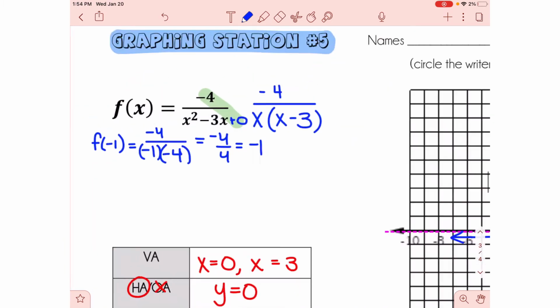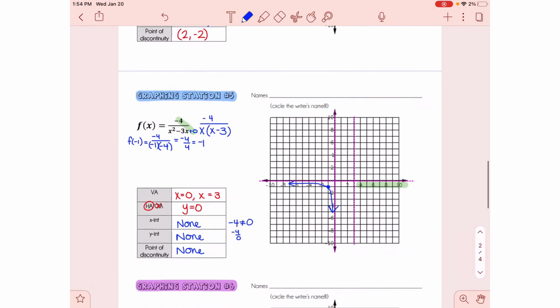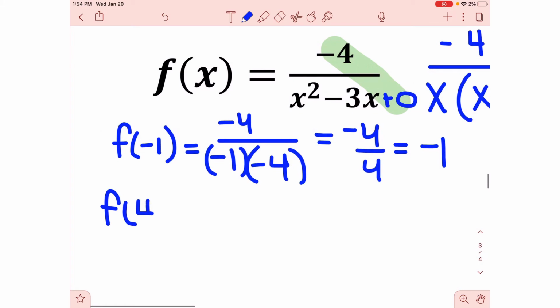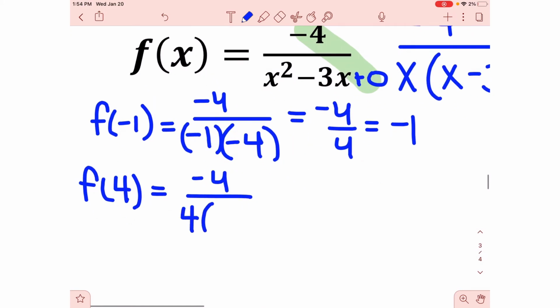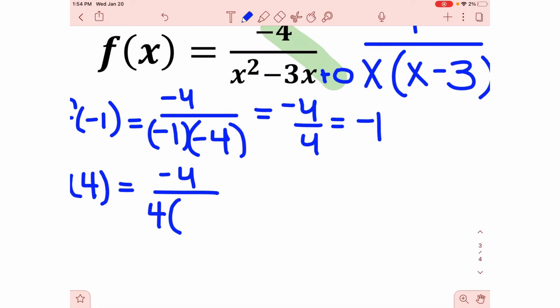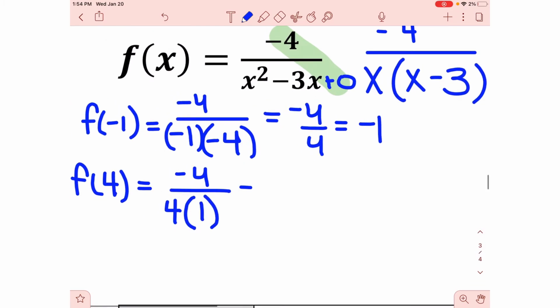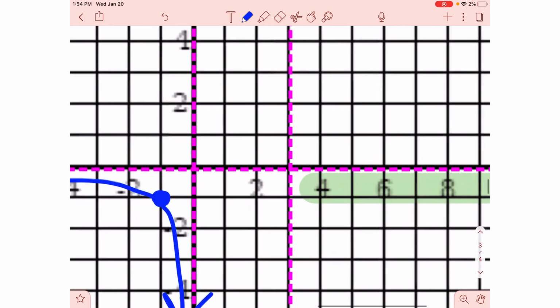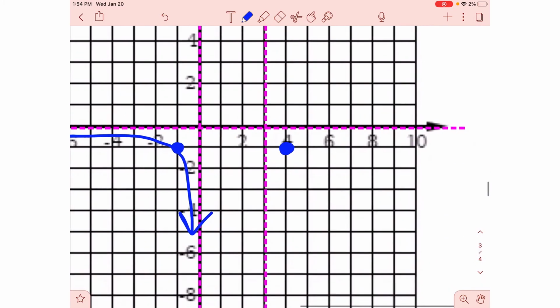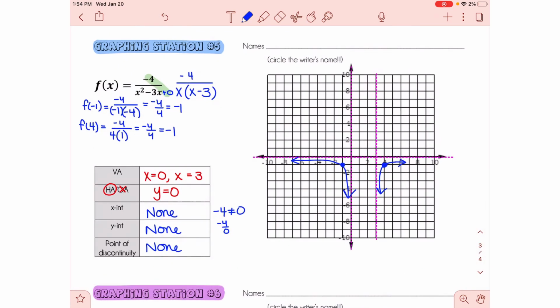And now I'm going to plug in 4. On top, still have the -4. Bottom is going to be 4 times 4 minus 3, which is 4. So this is -4 over 4, which is also -1. So now I know that this part of the graph is also down below. All right, I got to figure out the middle.